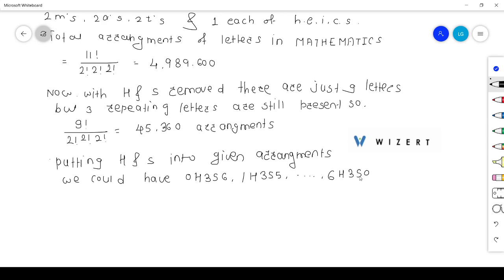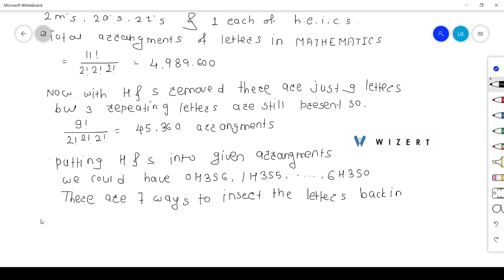So here there are 7 ways to insert the letters back in.